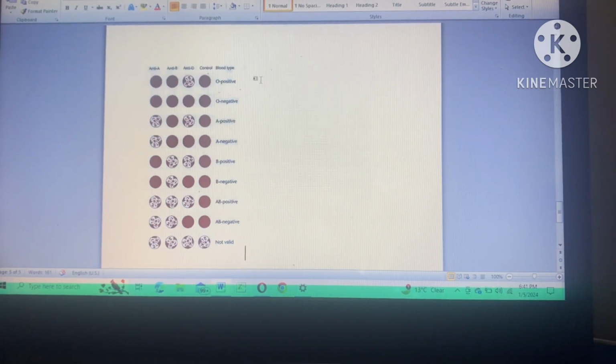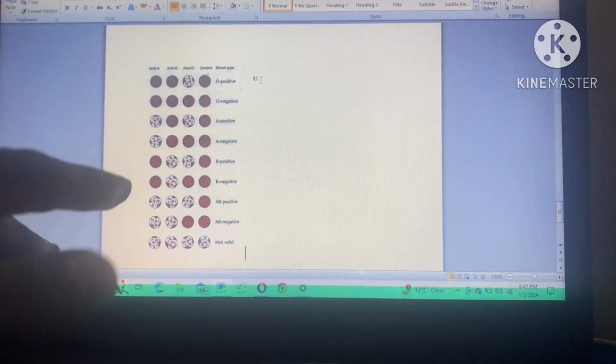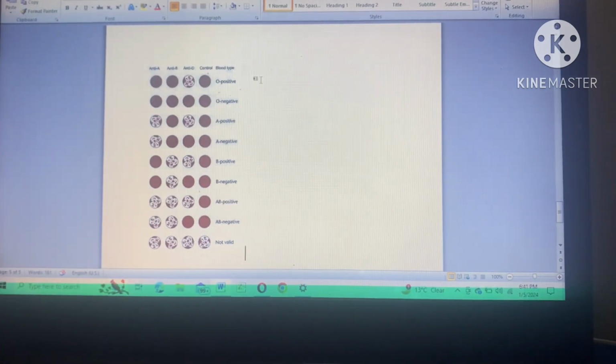Okay, let's come to patient number 6. On patient number 6, there is no reaction on A, but there is a reaction on B, and there is no reaction on Rh factors. What kind of blood is this? This group is called B, but B negative. Why negative? Because in the Rh factor there is no reaction. That's why it is B negative.